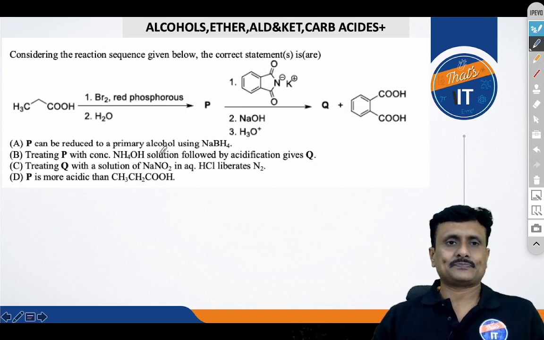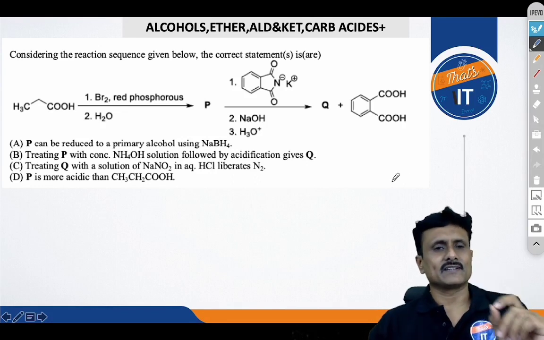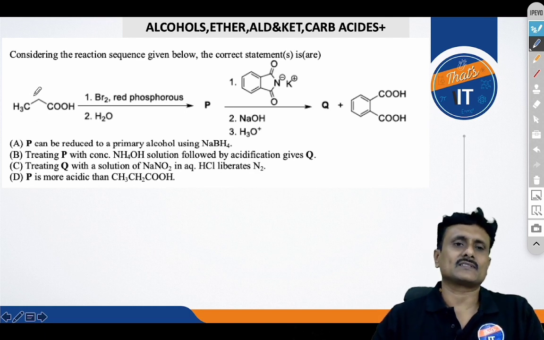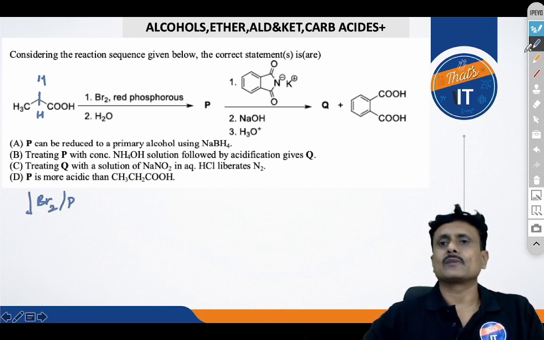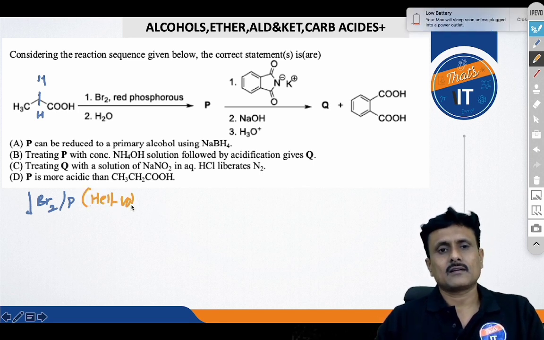Let's see the second question. Very beautifully crafted question. You can see that this is a carboxylic acid with an alpha hydrogen atom. When treated with bromine in the presence of red phosphorus, what will happen here? When you are treating with bromine and red phosphorus, this is called the Hell-Volhard-Zelinsky reaction, isn't it?